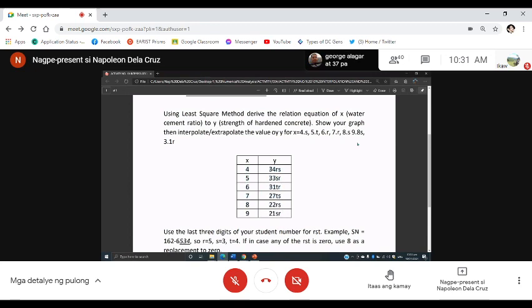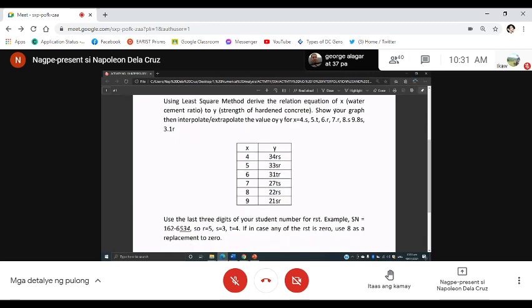Okay, sabihin nga natin, kasi hindi sinabi, show your graph, then interpolate or extrapolate the values of y for the following. Okay, for the following. Tanong, if x is 4.s, what is this? Are we extrapolating or interpolating? Will somebody answer me, please? If x is 4.s, let's say for example that the s is 3, so that's 4.3, tama ba? 4.3. Are we interpolating or extrapolating?